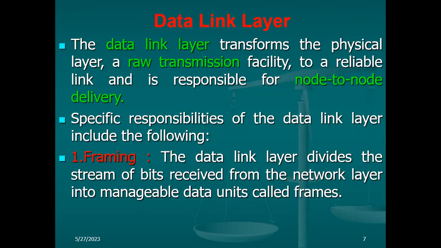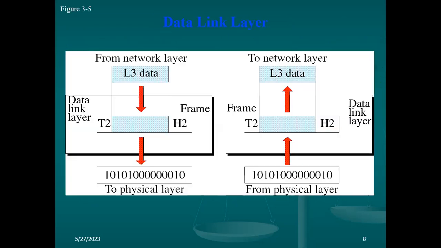The first responsibility of the data link layer is framing. So what is framing? At the sender side, the data link layer receives the data in the form of packets and converts the packets into frames by adding the source address at the header and the destination address at the trailer at the end of the frame. The function of converting the packets into frames by adding the source address and destination address is called framing.